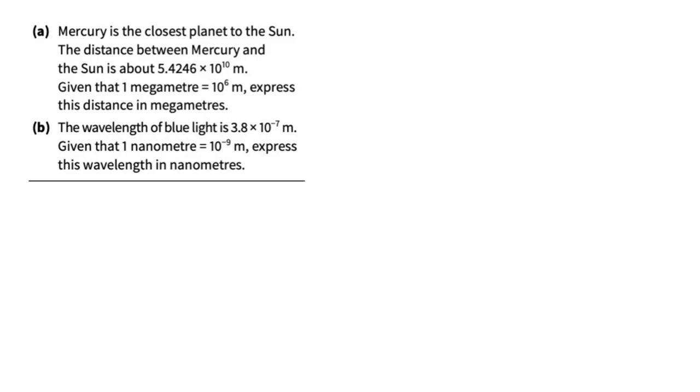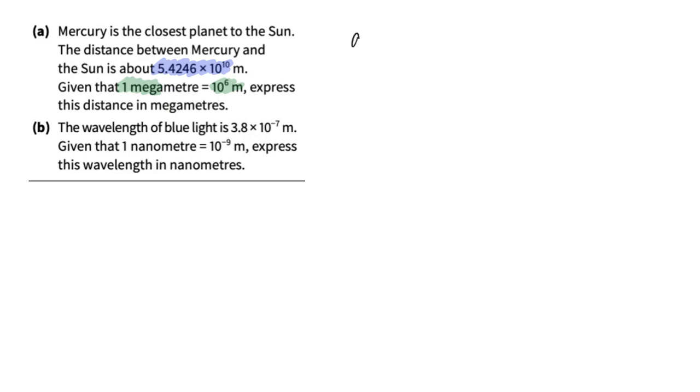We are given that Mercury is the closest planet to the Sun, and we are given the distance in meters. We are also given that 1 megameter is 10 power 6 meters. Convert the distance to megameters. That means how many megameters do we want?